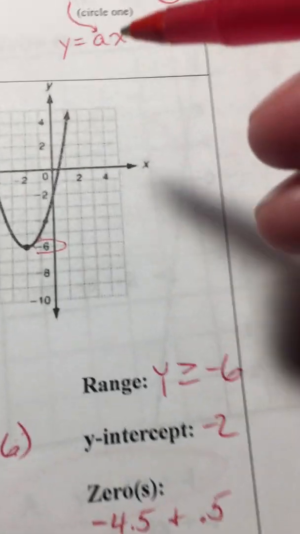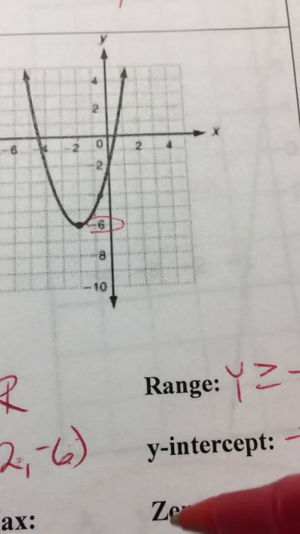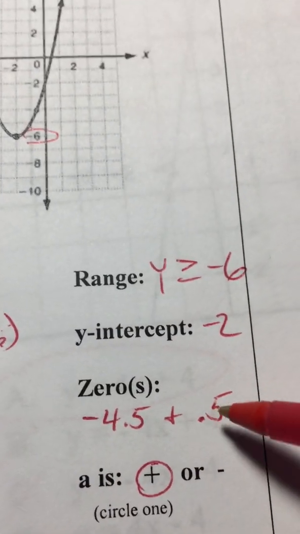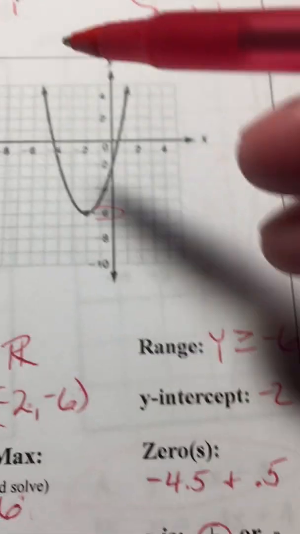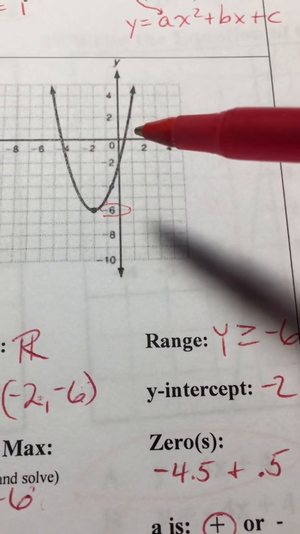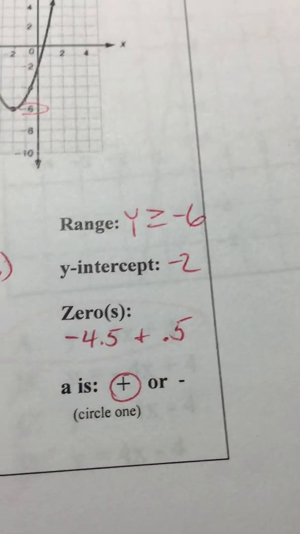The zeros on the x-axis are crossing between negative 4 and negative 5, so negative 4.5, and this is between 0 and 1, so 0.5. So positive 0.5 and a negative 4.5. Is this a smiley face or a frowny face? It's a smiley face. That means I have a positive number in front of the x squared, so my A is a positive number. All right, there's that.